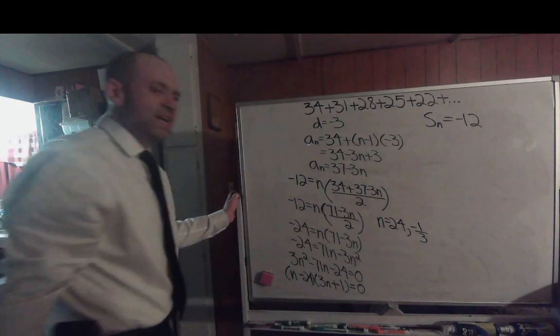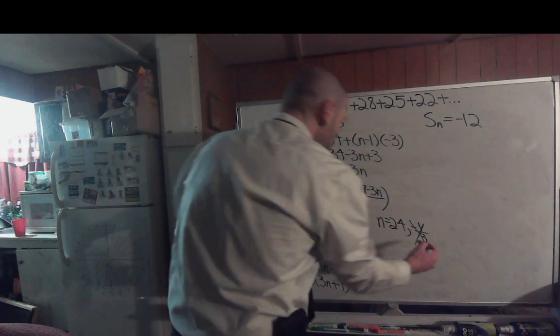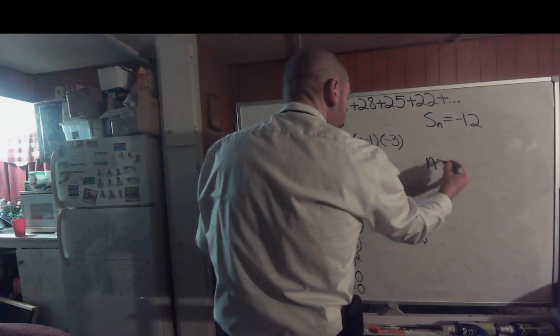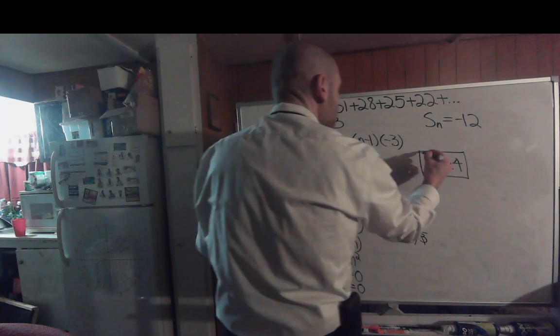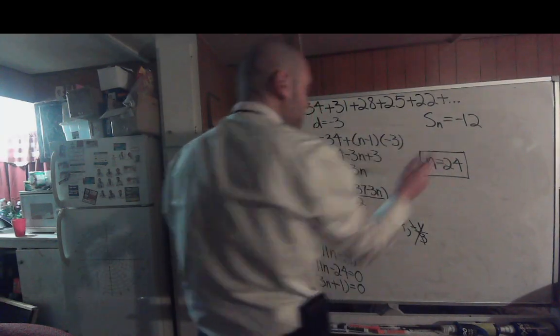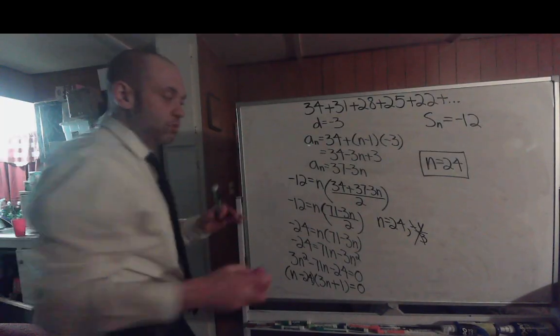Here's the thing, you can't have the negative 1/3 term. That doesn't work. So the answer you're looking for is going to be n equals 24. So it's the sum of the first 24 terms that equal negative 12. And I got 2 more, then we're done.